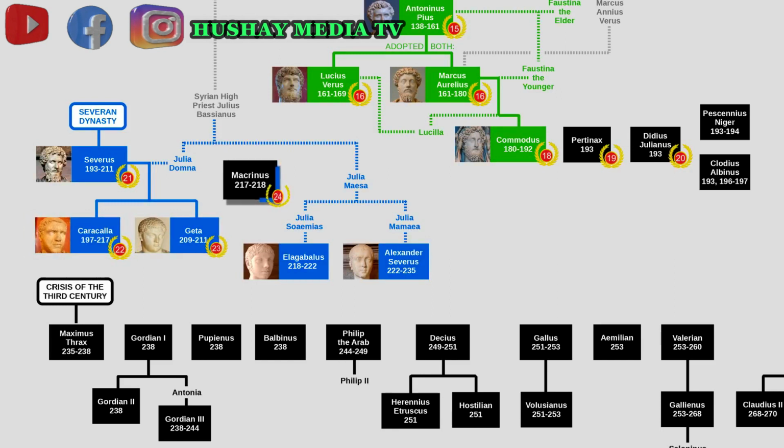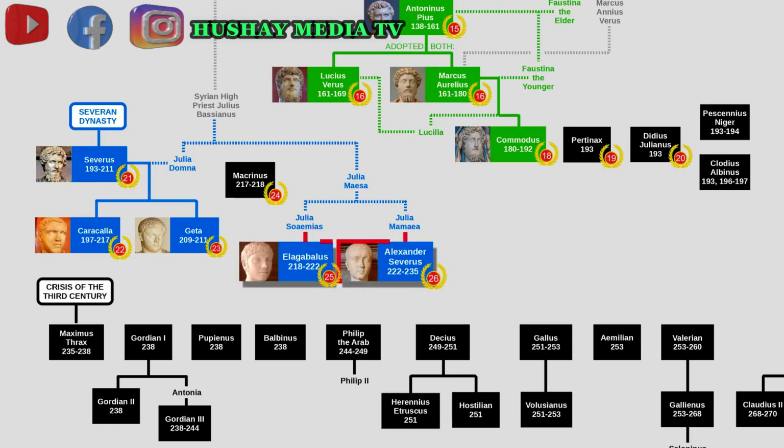And then we get a non-dynastic emperor for a year or so. We then get some more distant relatives of Severus as emperors, Elagabalus and Alexander Severus. They were the grandchildren of this Julia, who was the sister of this Julia, who was the wife of Severus.